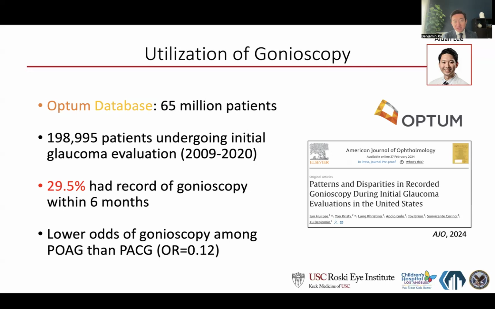Based on the claims codes in these encounters, we found that only around 30% of these patients had a record of gonioscopy within 6 months of their initial glaucoma evaluations, which is far below the recommendations by the American Academy of Ophthalmology. We also found that patients who were diagnosed with POAG were nearly tenfold less likely to have record of gonioscopy compared to those diagnosed with PACG, suggesting that some of these POAG cases could have been misdiagnosed.